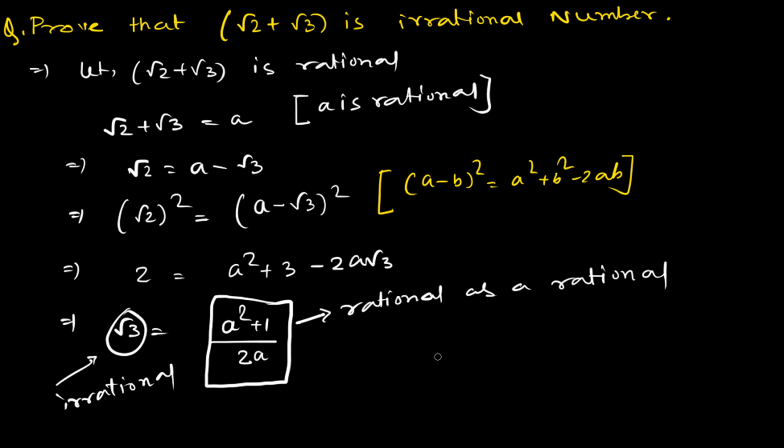Now this is actually impossible, that the left side we have an irrational number and that's exactly equal to a rational number. It's impossible. An irrational number cannot be equal to a rational number. So hence we can write, as our initial assumption is wrong, it's a contradiction, it cannot be rational, so root 2 plus root 3 is irrational.